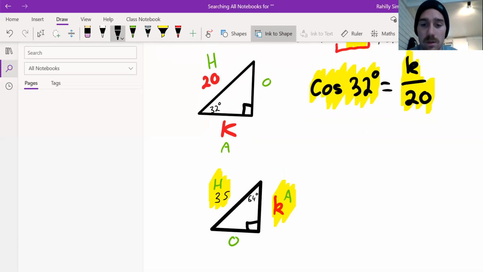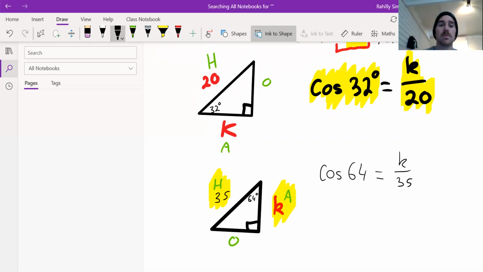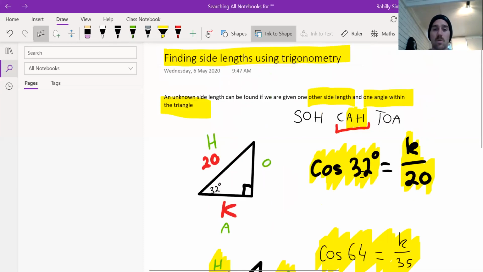Okay, so it's going to be written like this: cos 64 degrees now equals A over H. So our adjacent is K, our H is 35. So that's all we need to do to start off with, okay, to getting it to this point when we actually need to work out an unknown side length.